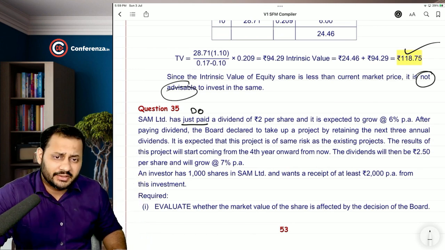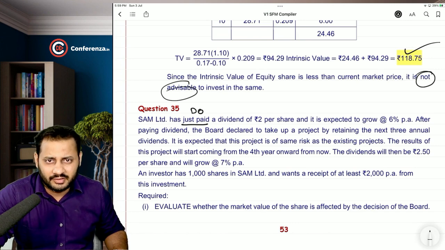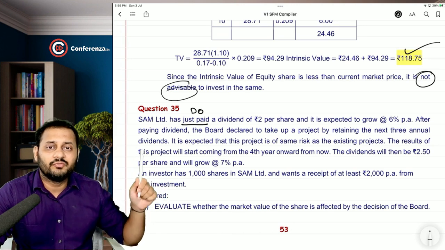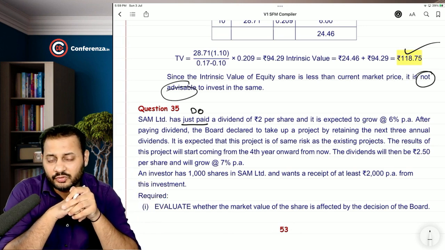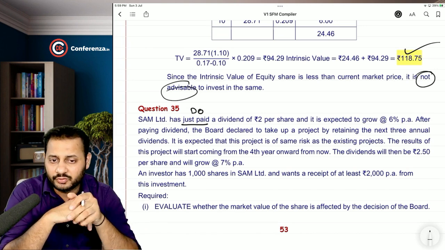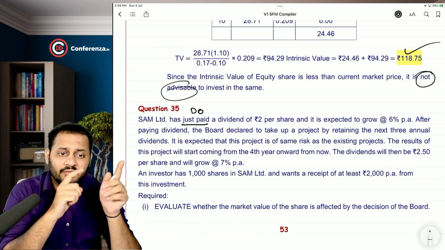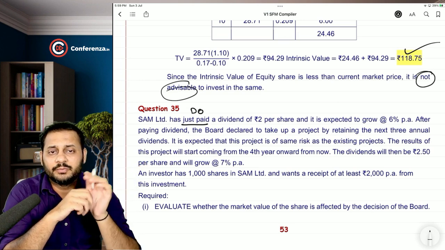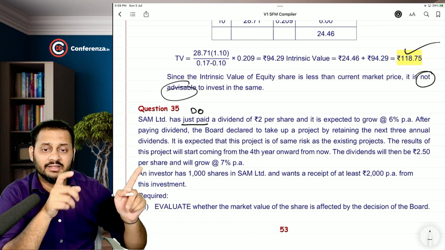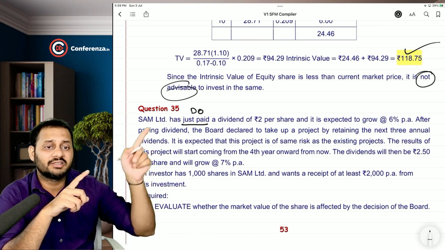And it is expected that this project that the company is taking up is of the same risk as the existing projects. The results of this project will start coming from the 4th year onwards. So from the 4th year, you will be looking for the cash inflows. And then the dividends will be 2.5 rupees per share instead of 2 rupees, and then it will grow at 7% instead of 6.